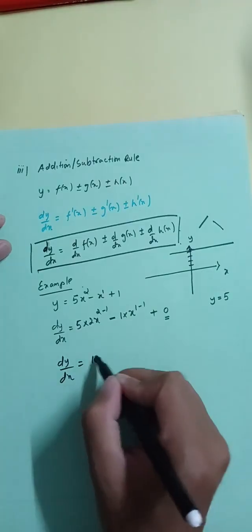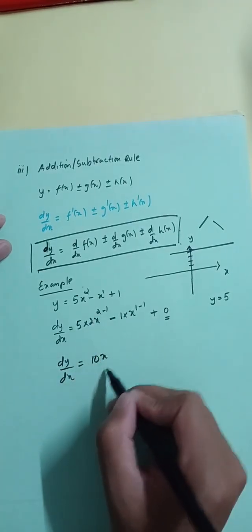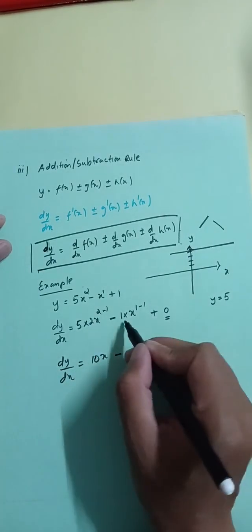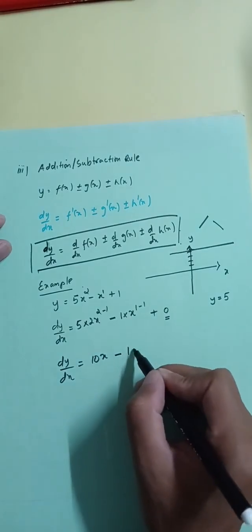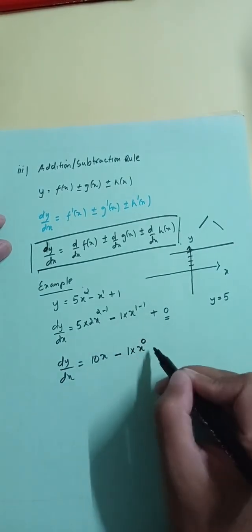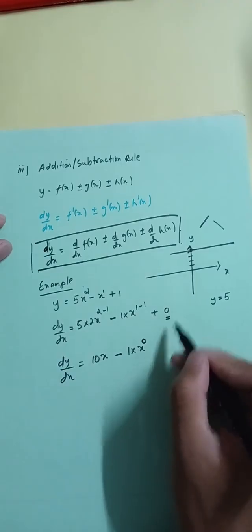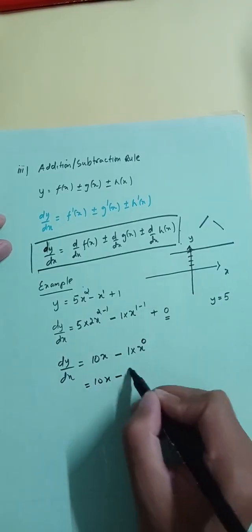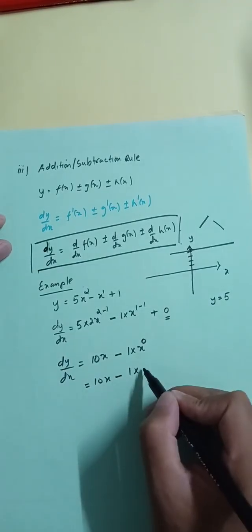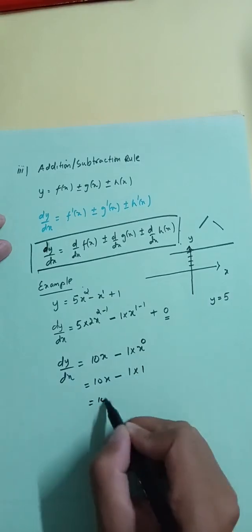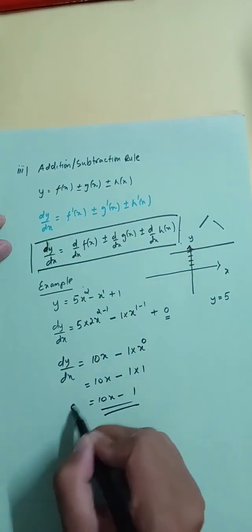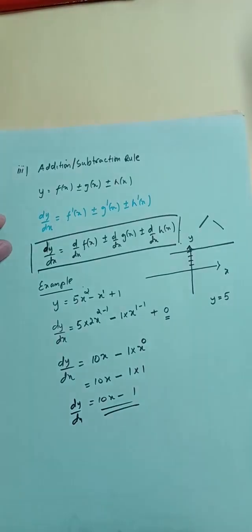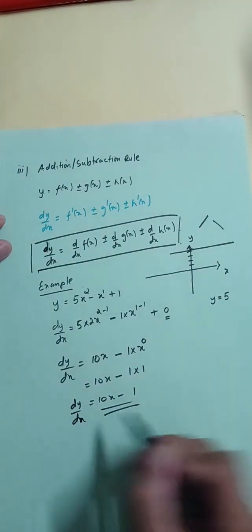So dy over dx: 5 times 2 is 10, x raised to 2 minus 1 is 1, which is 10x. Then for the next term you get 10 times x raised to 1 minus 1, which is x raised to 0, and x raised to 0 is 1. So this is equal to 10x minus 1. So this is your dy over dx.